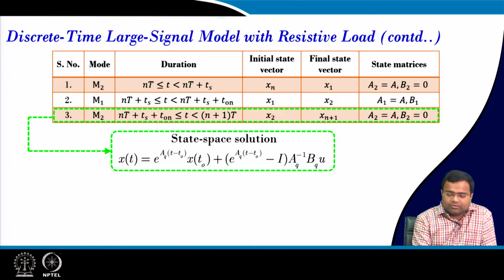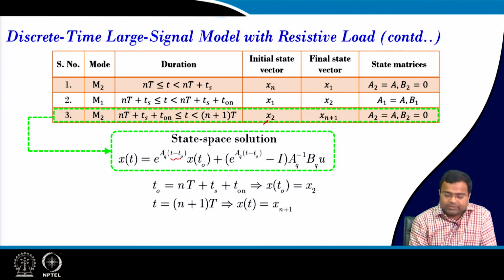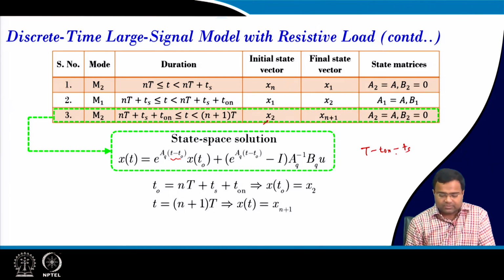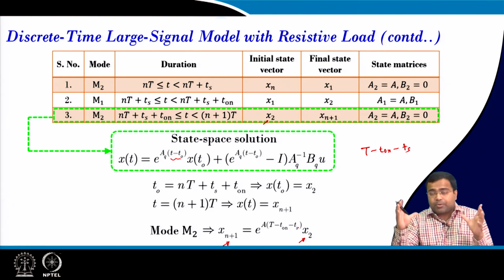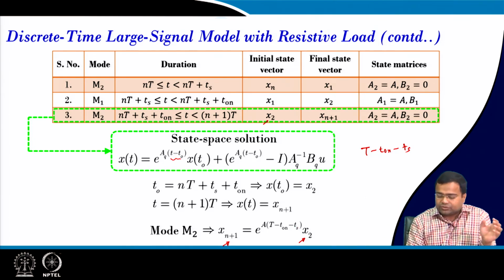Next, for the third mode, we will substitute. What is the initial value? It is X2. What is the initial time? nT plus Ts plus T1. What is the final time? (n plus 1)T. So, what is the difference? It will be T minus T1 minus Ts, and during this mode X2 is the initial state, Xn plus 1 is the final state, and again it is the off state of a buck converter where the input voltage is disconnected. So, there will be no input term here. So, it is 0, right.